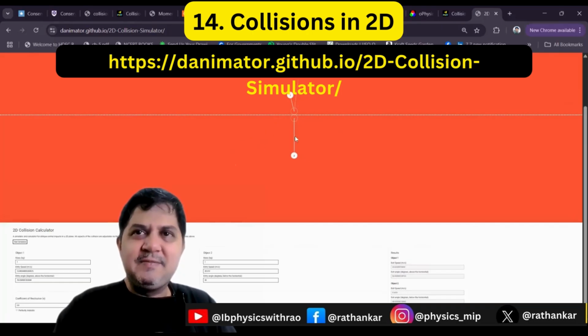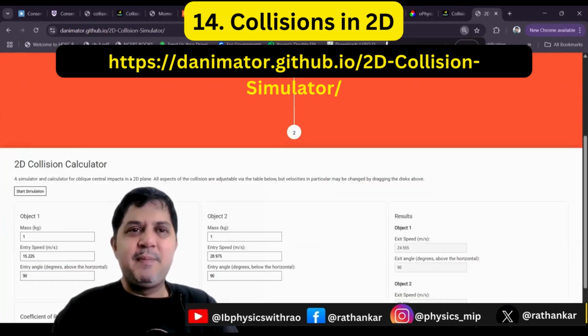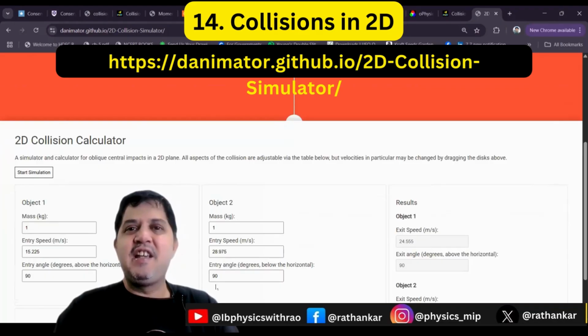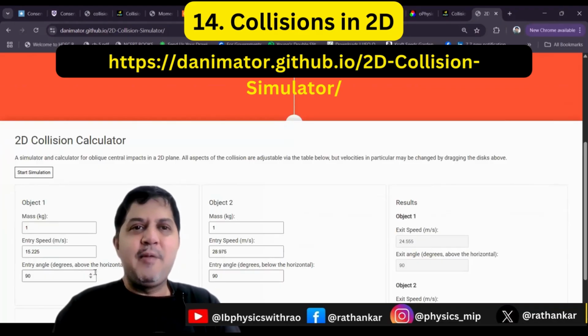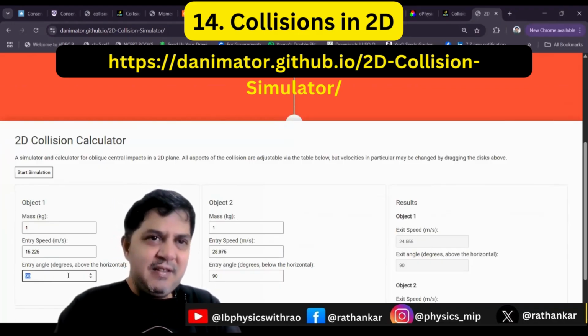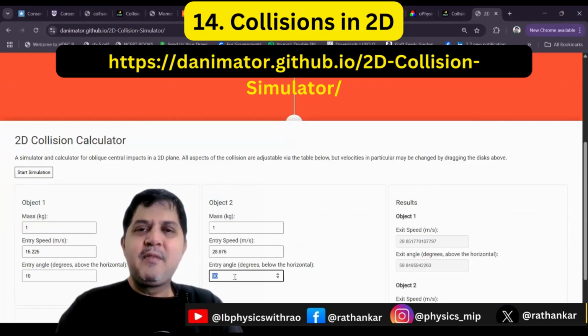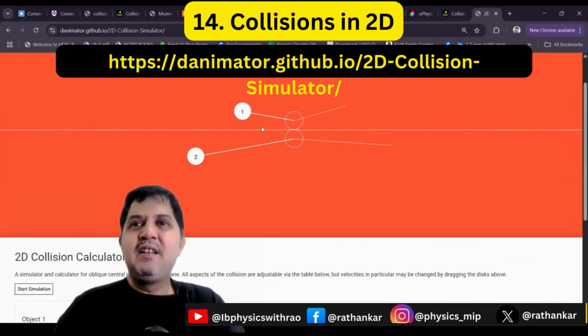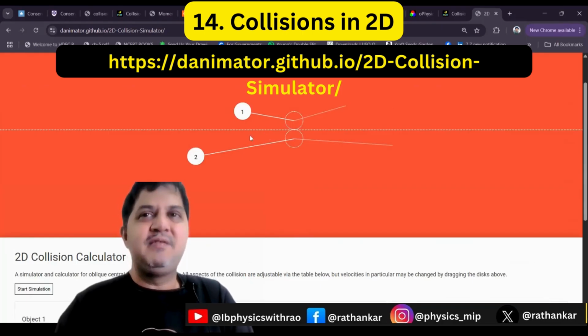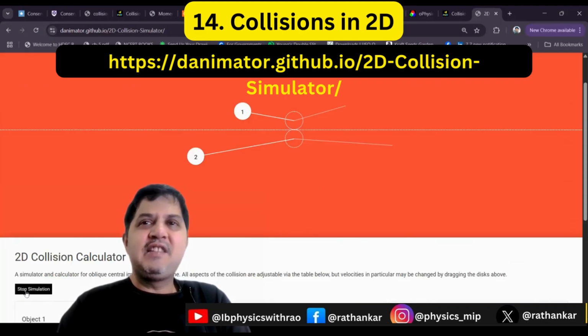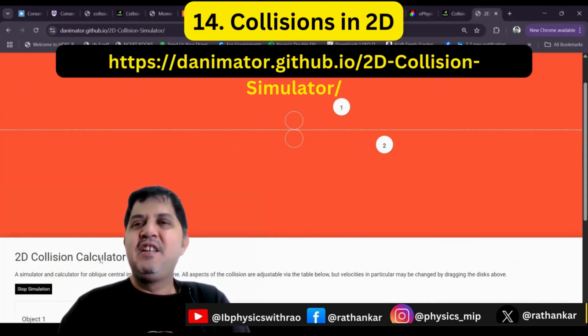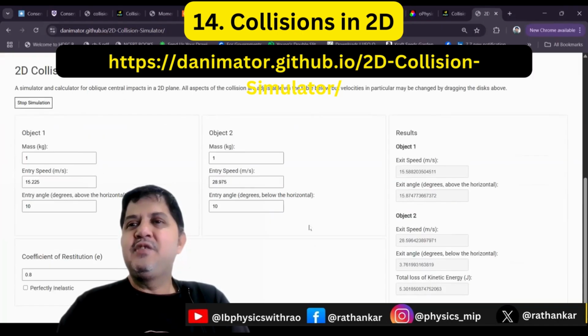If I keep it here and I keep it here, both are on the same line, maximize this to 90 and 90. Wow. Okay, then I am able to do it. Maybe I can increase this also. I'll make this, let us say, 10, and let us say this is also 10. What do we see here? 10 and 10 with respect to the horizontal. And when I start the simulation here, they hit, go away, and you see the exit speeds are different.